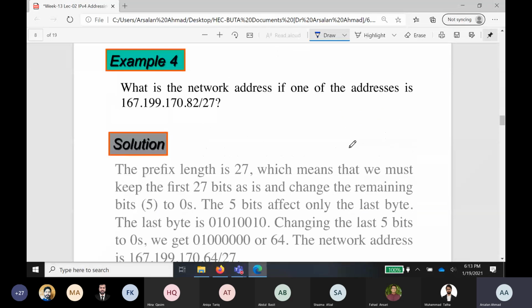Then there was another example which we also did in the last lecture, and that was: what is the network address if one of the addresses is this?